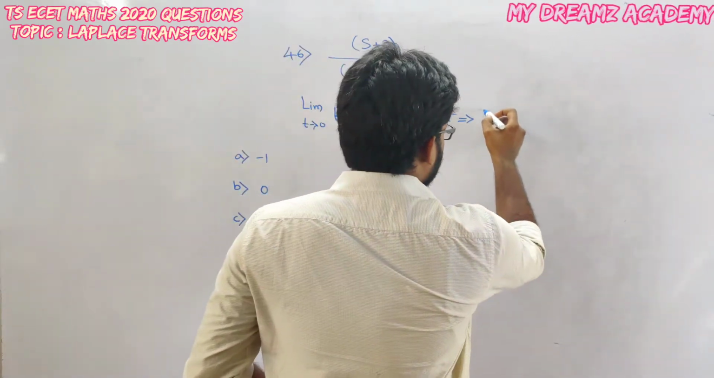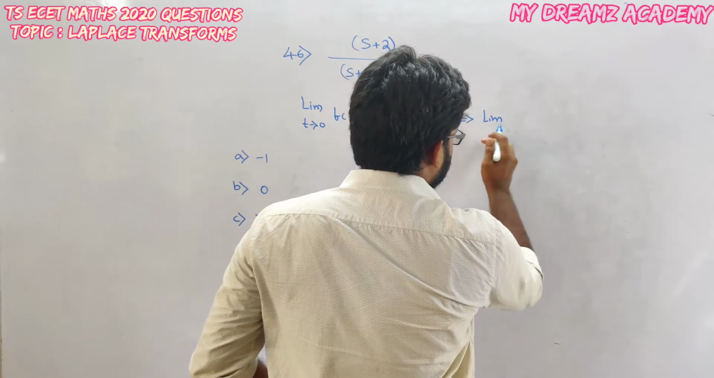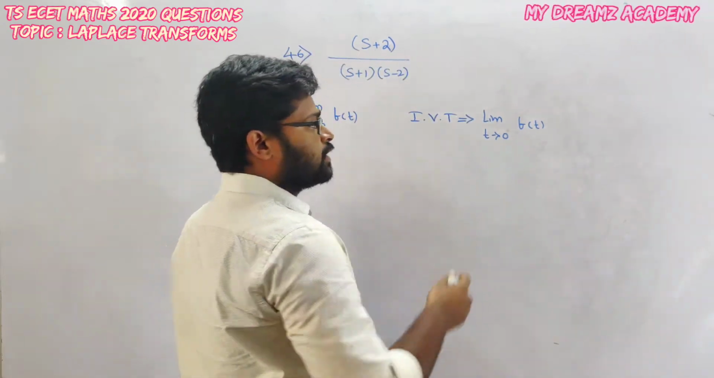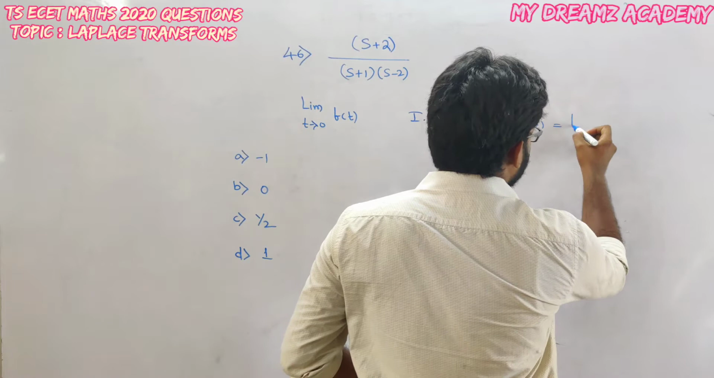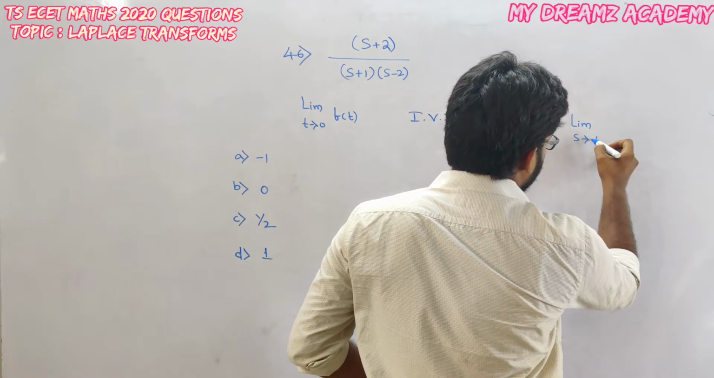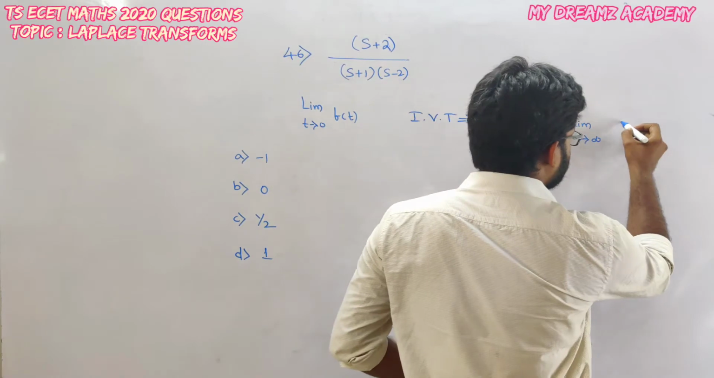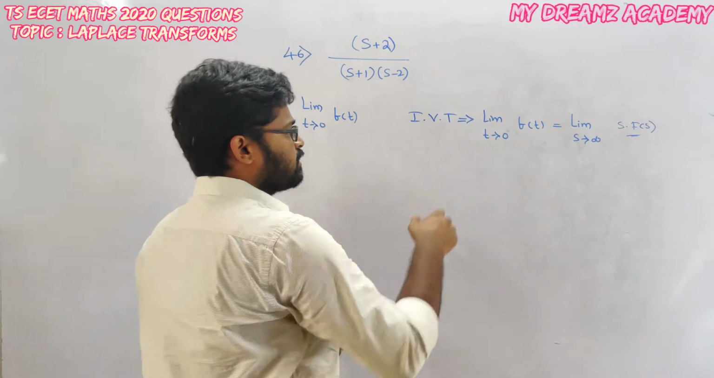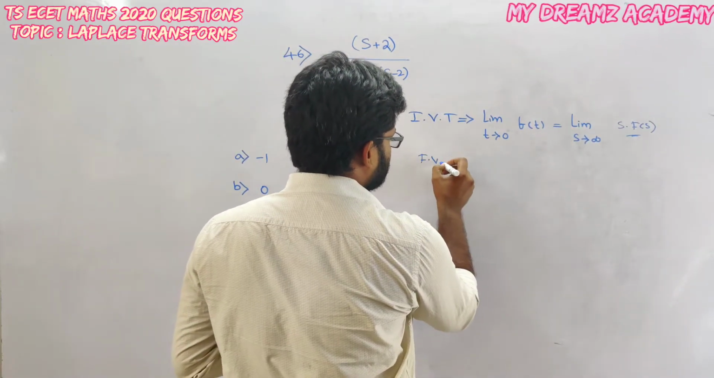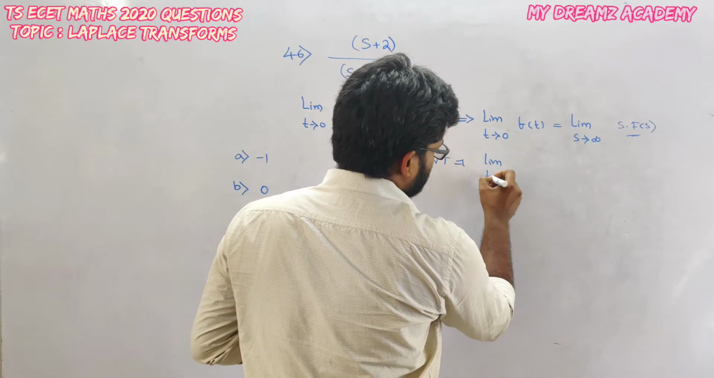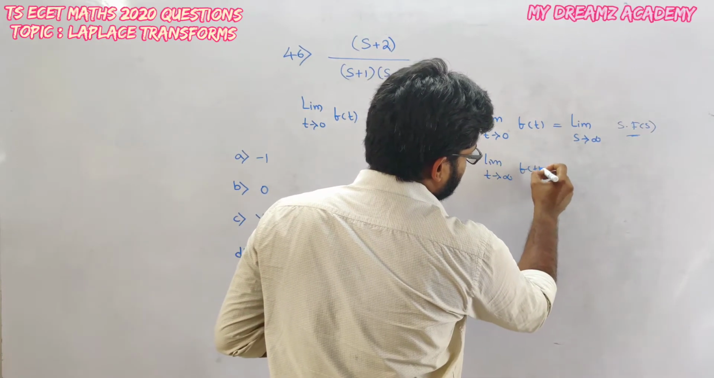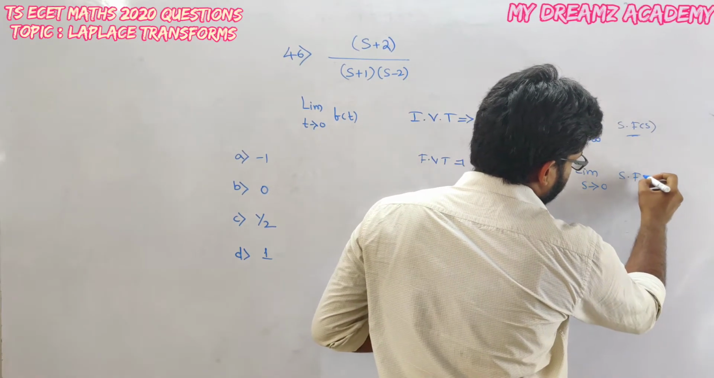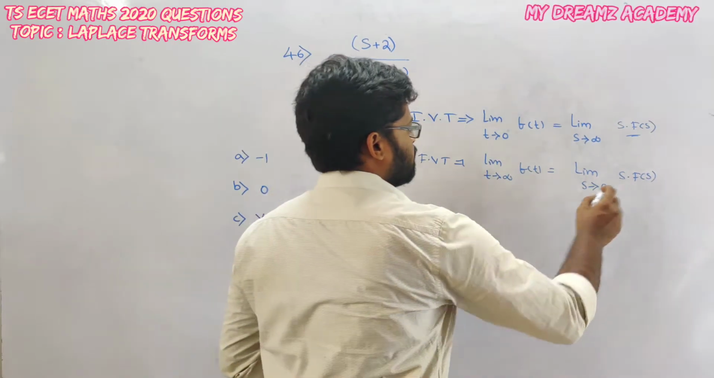It tells that limit t tends to 0 f of t in time domain is equal to limit s tends to infinite, s into F of s. This is in frequency domain. This is initial value theorem. Similarly, the final value theorem is limit t tends to infinite, f of t equals limit s tends to 0, s into F of s. This is the final value theorem.